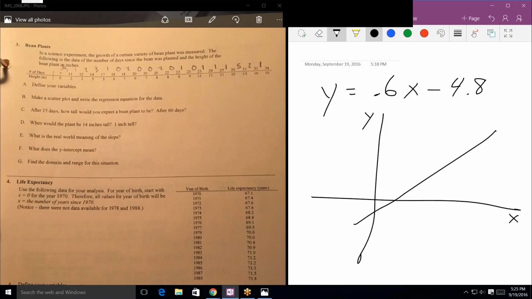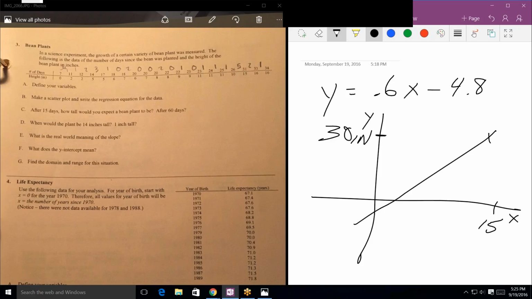In other words, if this is 15 days and this point here is 30 inches, what is rise over run? 30 divided by 15, which is 2. It tells you what that slope means. Slope means it's growing 2 inches per day on average. That makes sense.